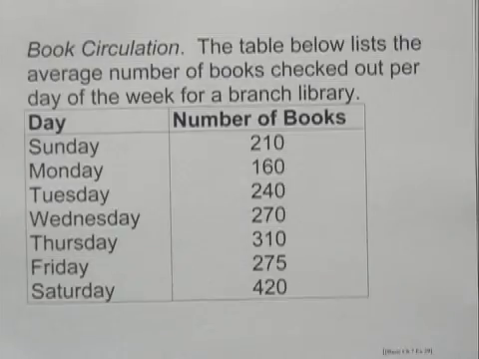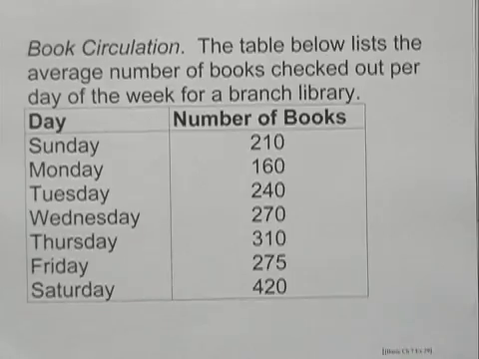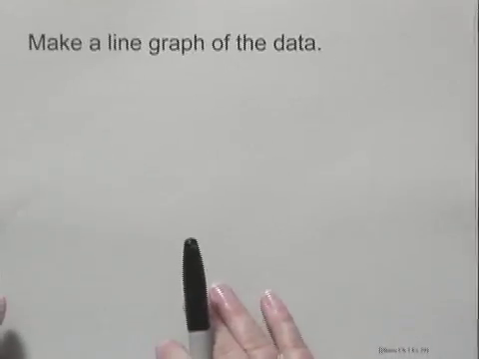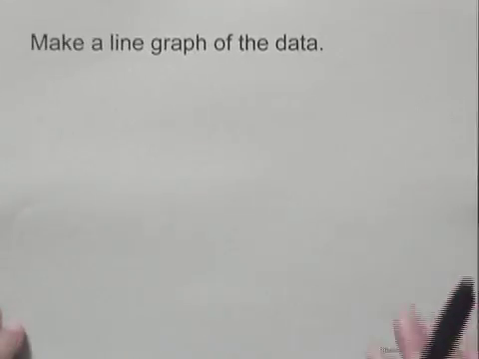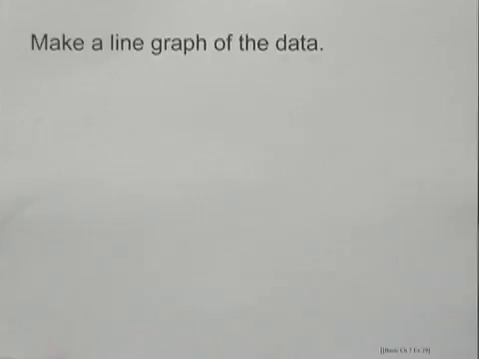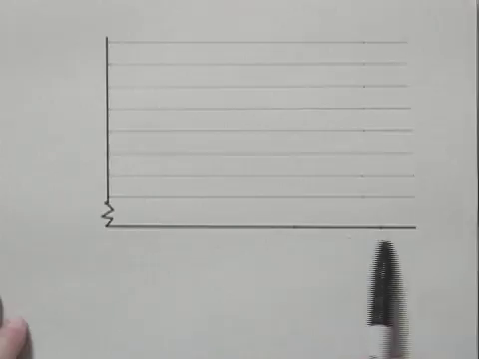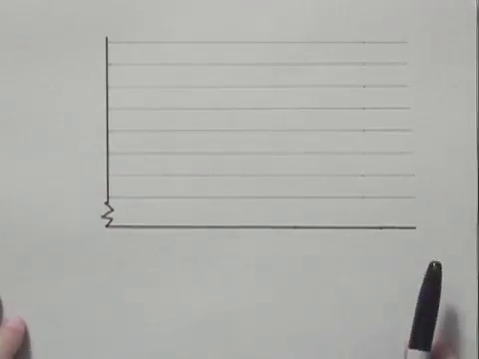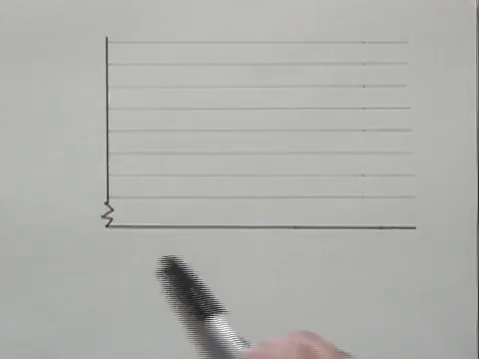The table below lists the average number of books checked out per day of the week for a branch library. We are asked to make a line graph of the data. To do that, we begin with drawing a horizontal line and a vertical line, and along the horizontal line, we're going to list the days of the week.